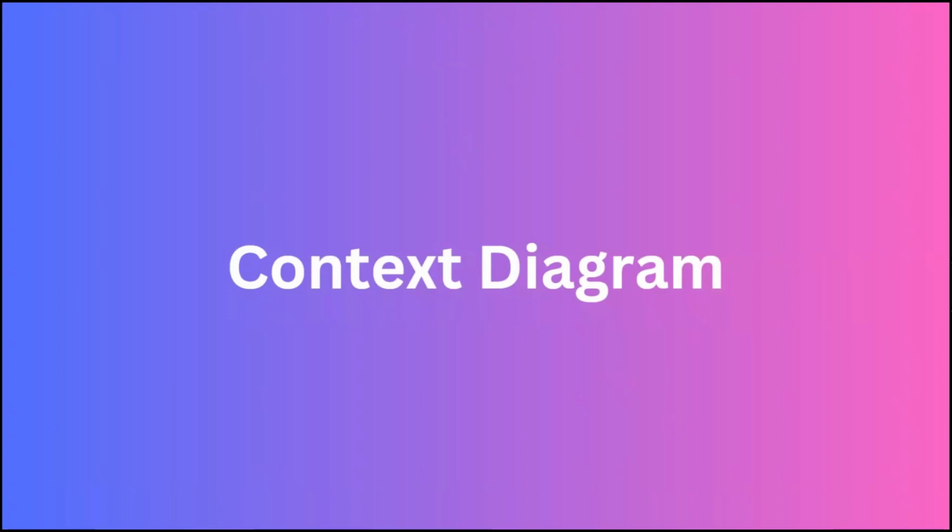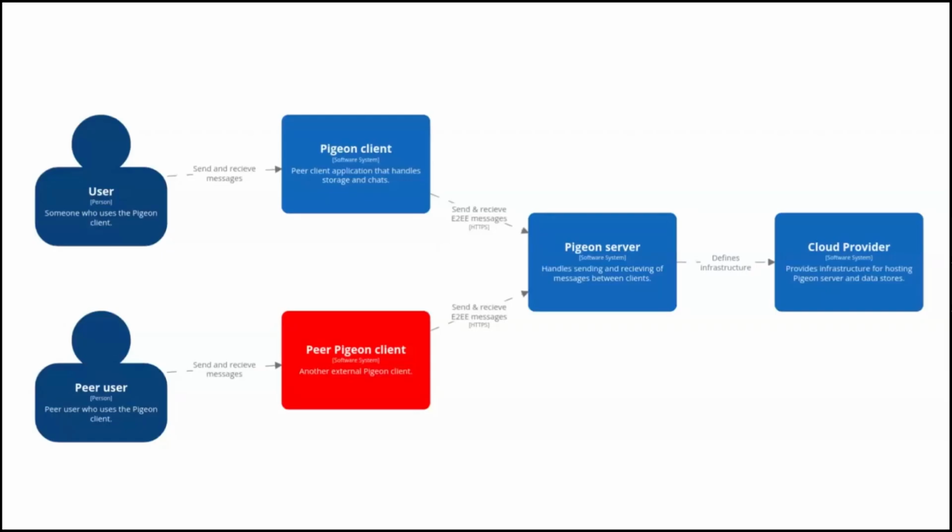Okay, now I'll be exploring the C4 architectural diagram of Pigeon, our end-to-end encrypted instant messenger application. Coming to the context diagram, we have the Pigeon client. So we have the Pigeon user. At the heart of our system are the users who interact with the Pigeon client application.